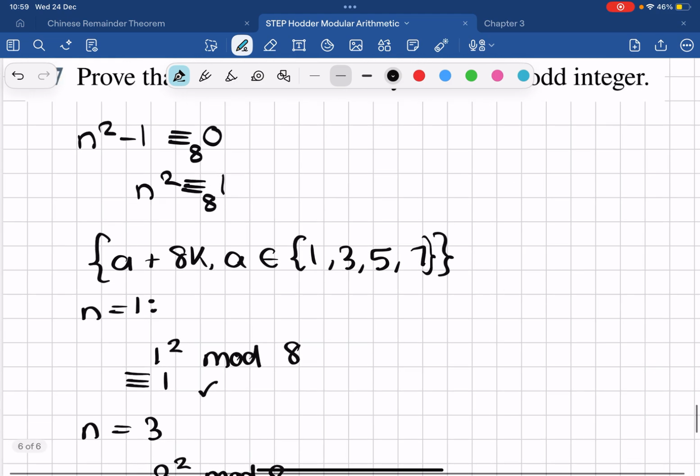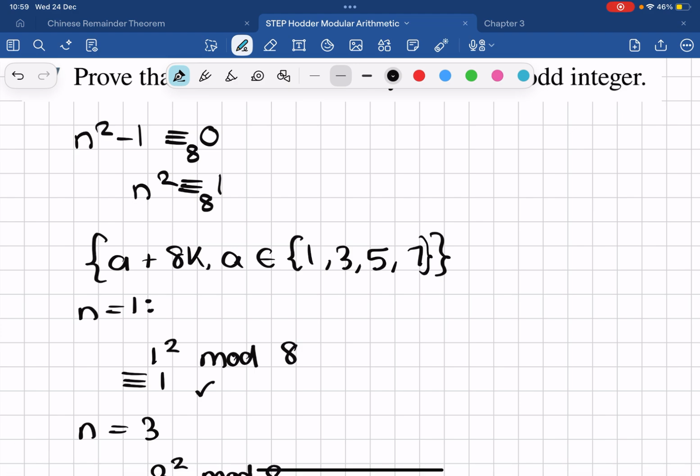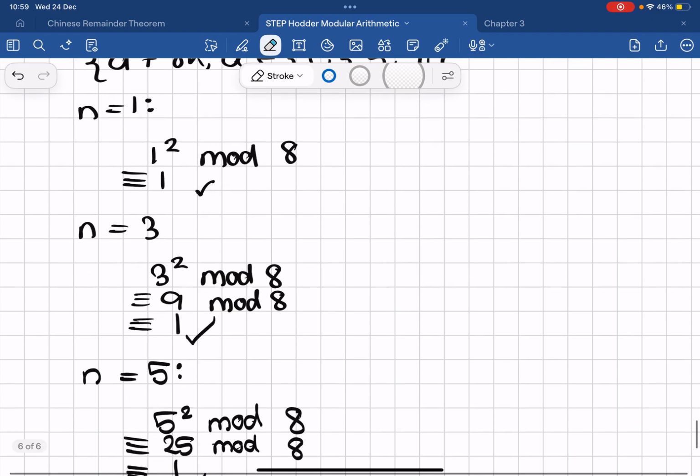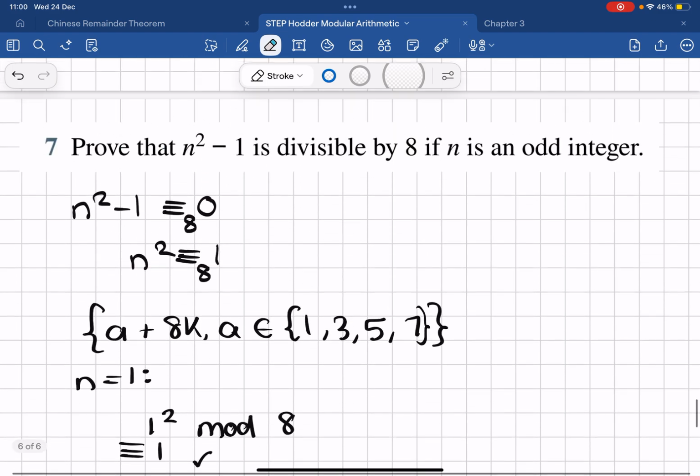So let's check. Have we tested all values of a, 1, 3, 5, and 7? Yes, we have. They satisfy the condition n squared is congruent to 1 mod 8. Yes, they do. Therefore, we've proved that n squared minus 1 is divisible by 8 when n is odd.